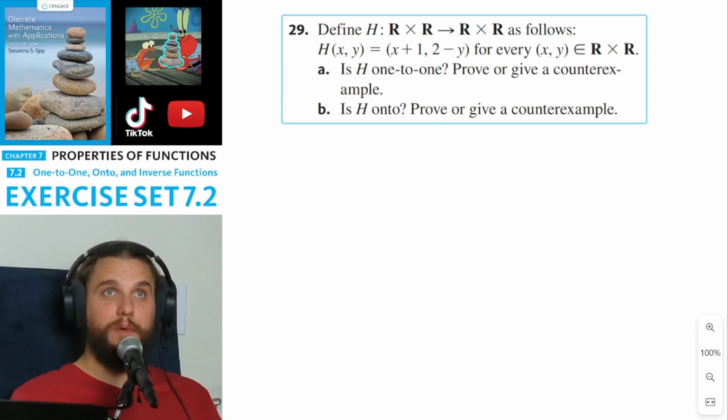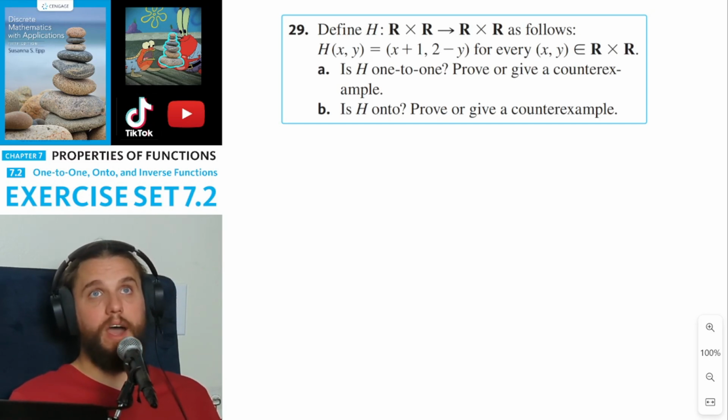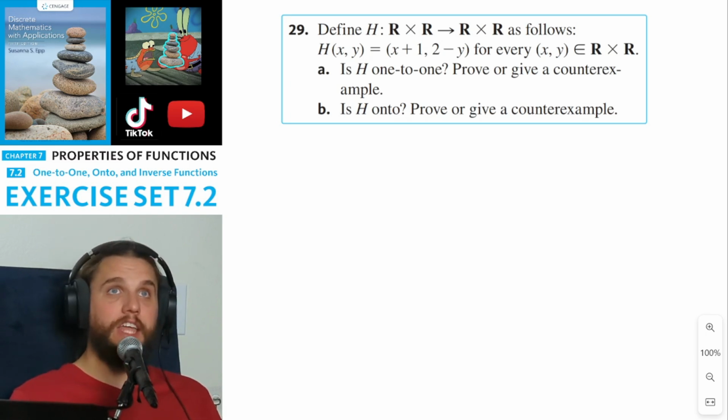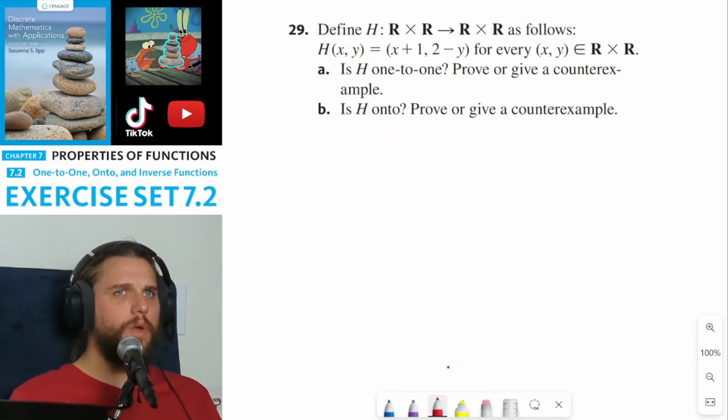Define h from R to R cross R as follows. H of (x, y) equals (x plus 1, 2 minus y) for every (x, y) in R cross R. Is h 1 to 1? Now this is a little weird because our domain here consists of ordered pairs, R cross R.